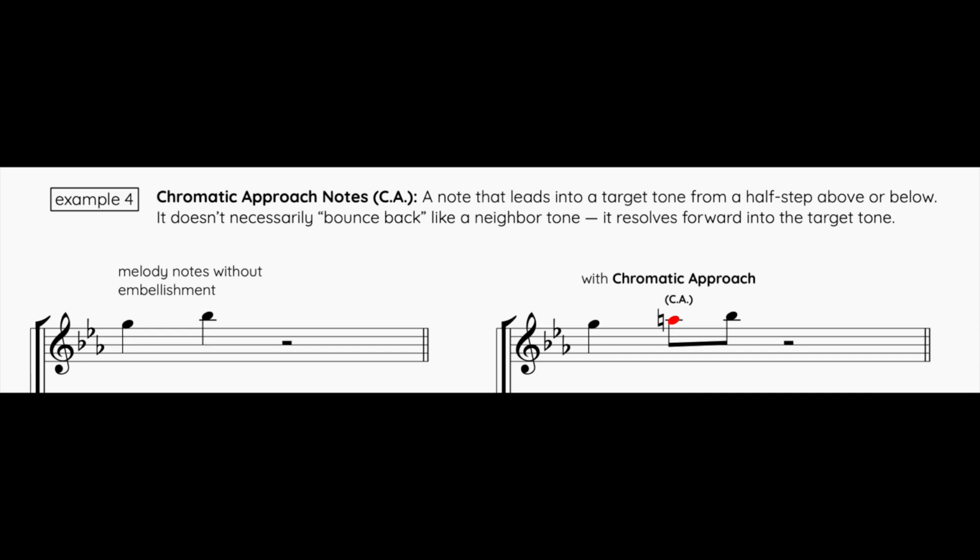If we look at the first measure of example 4, we have 2 pitches, no embellishment. We have a G to a B flat. And with the chromatic approach, I am putting the A natural in between those pitches as the approach into the B flat. And those examples one more time.